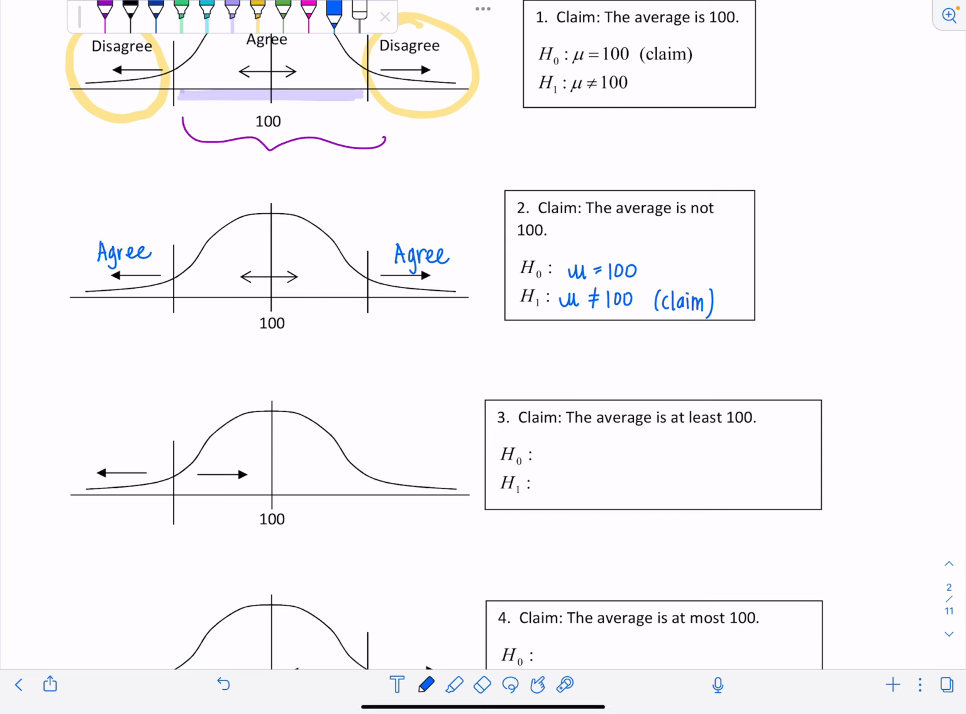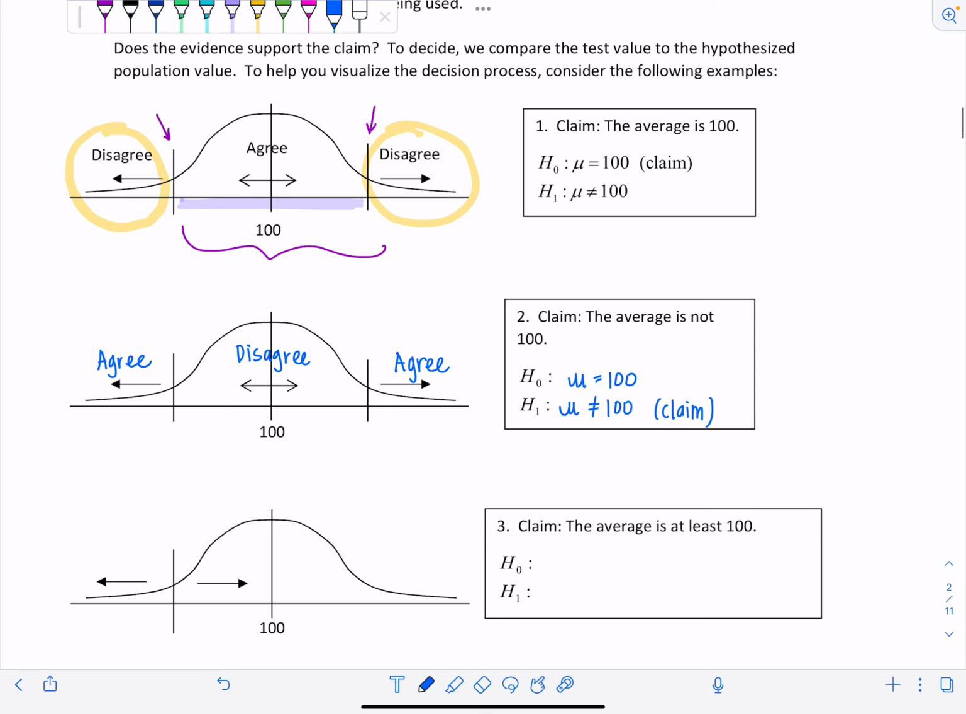That's where you would agree with the claim. You would disagree with the claim if you got an average that was close to 100, a little bit below or a little bit above. So notice you agree and disagree in opposite portions of the graph for 1 and 2, even though the null and alternative hypotheses were exactly the same. The claim was somewhere different. So whether you agree or disagree with the claim changes.